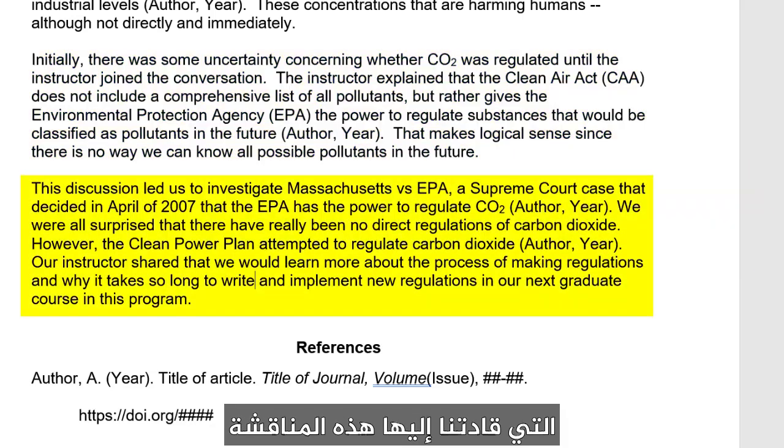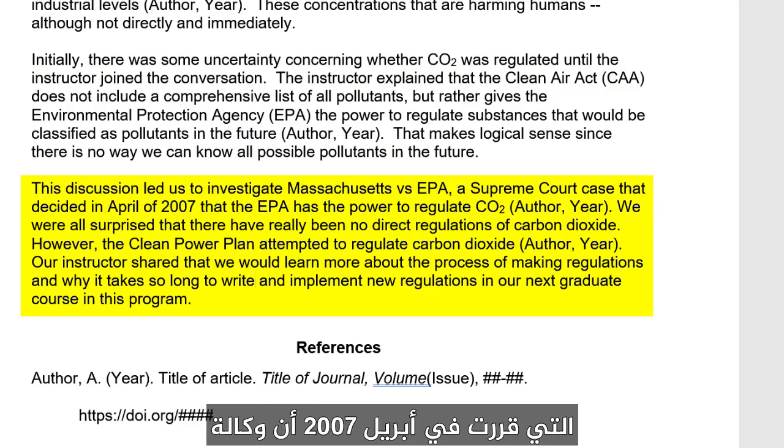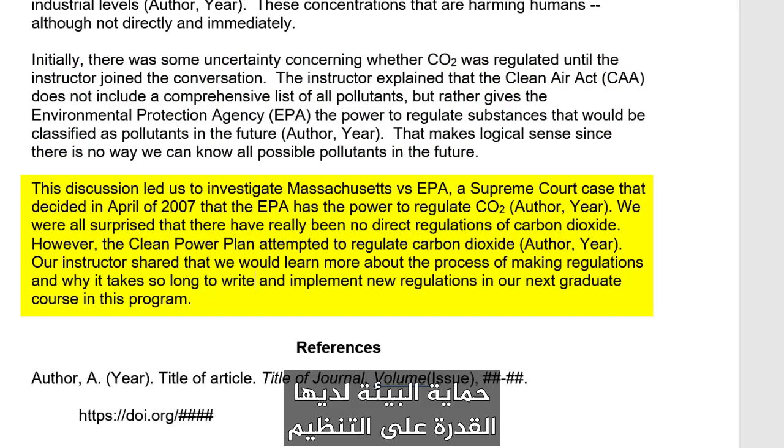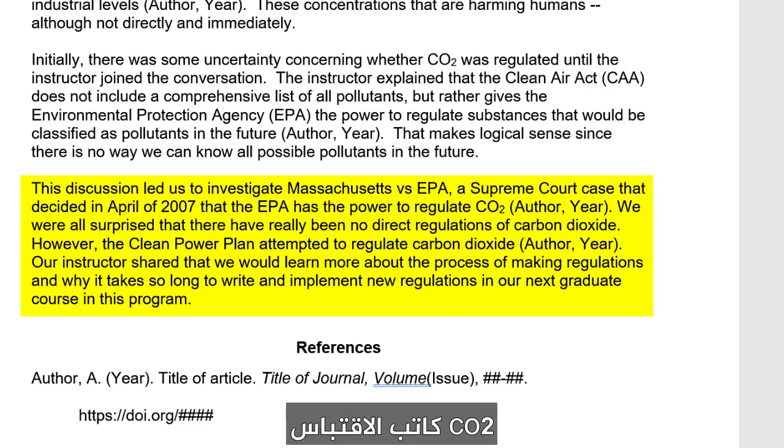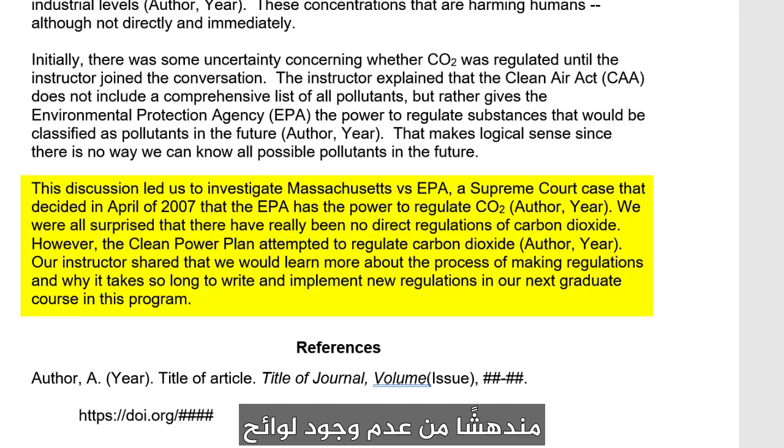This discussion led us to investigate Massachusetts v. EPA, a Supreme Court case that decided in April 2007 that the EPA has the power to regulate CO2. Citation, author, year. We were all surprised that there have really been no direct regulations of carbon dioxide. However, the Clean Power Plan attempted to regulate carbon dioxide, citation, author, year. Our instructor shared that we would learn more about the process of making regulations and why it takes so long to write and implement new regulations in our next graduate course in this program.